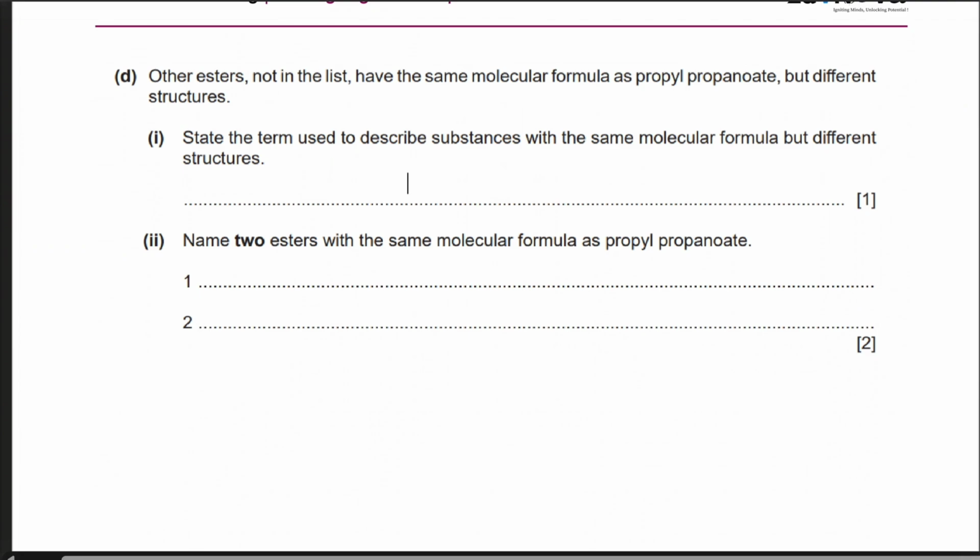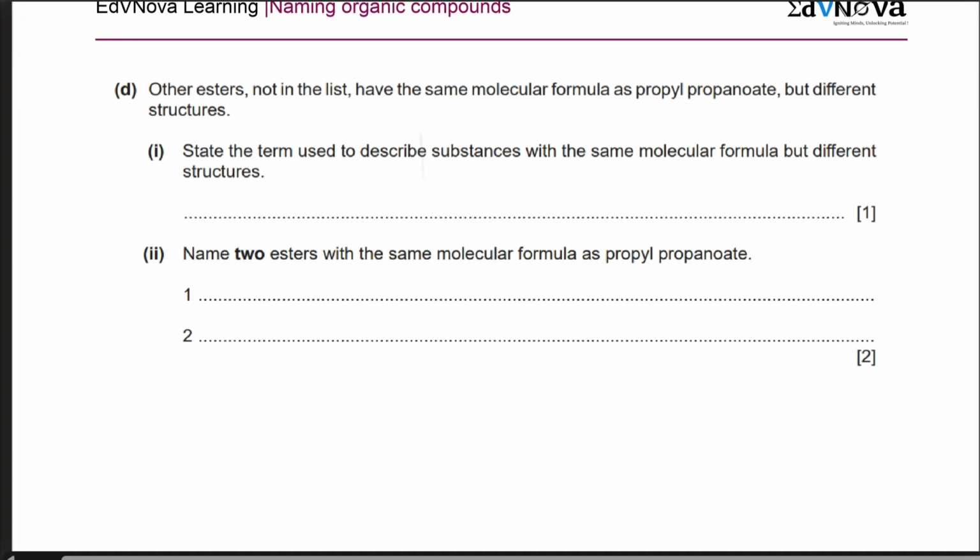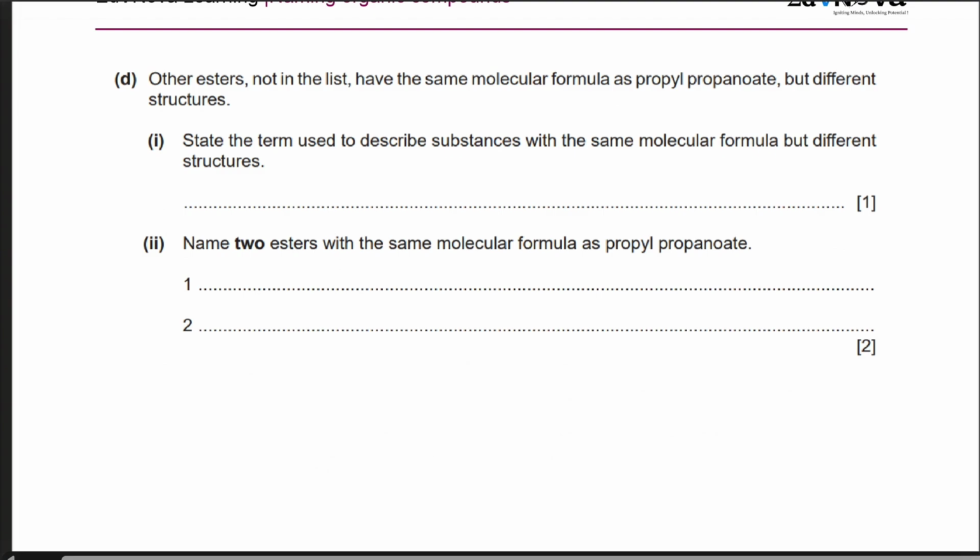Other esters not in the list have the same molecular formula as propyl propanoate but different structures. State the term used to describe substances with the same molecular formula but different structures. They are called isomers. Name the 2 esters with the same molecular formula as propyl propanoate.